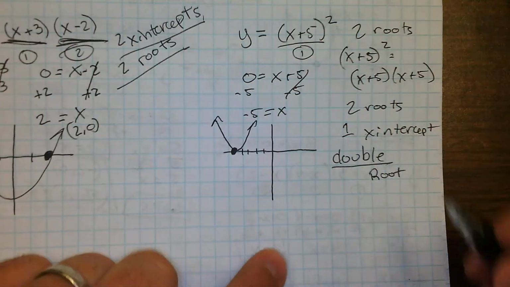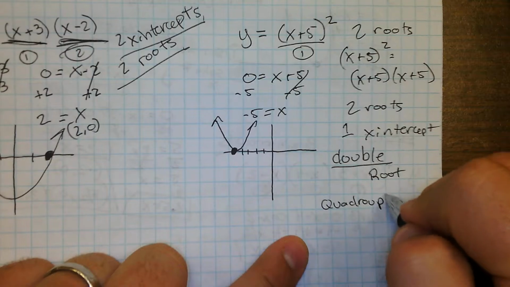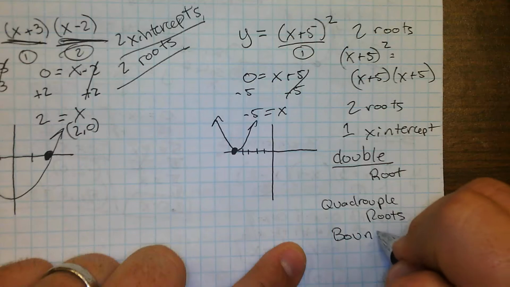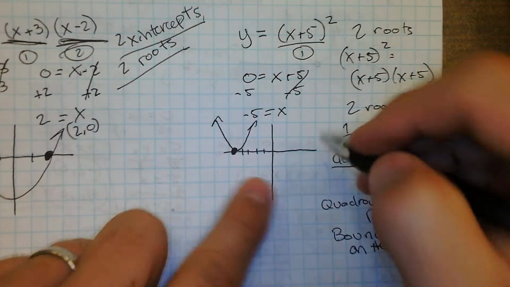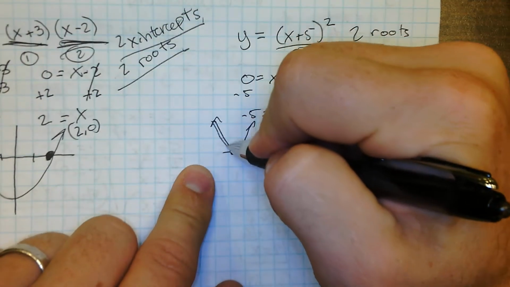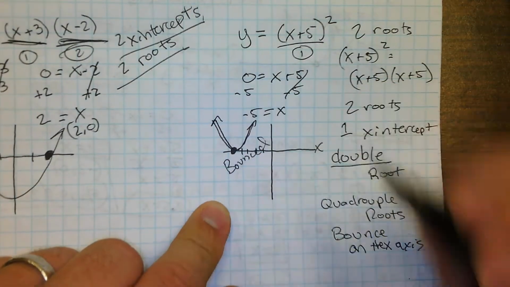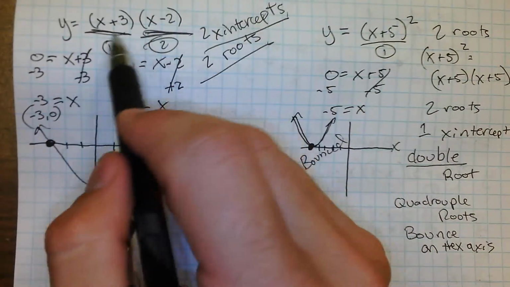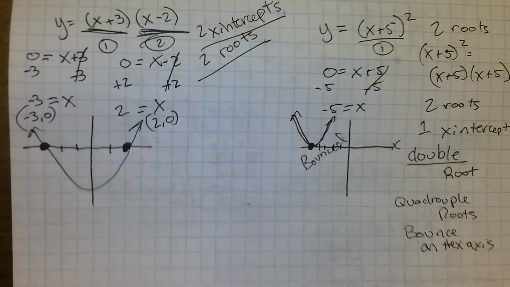Now, double roots and quadruple roots bounce on the x-axis, okay? Here's the x-axis. Our double root was at negative 5, so our graph bounced, okay? Meanwhile, single roots, okay, single roots cross through normally, all right?